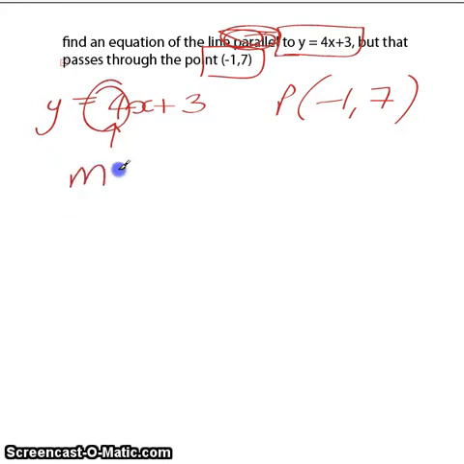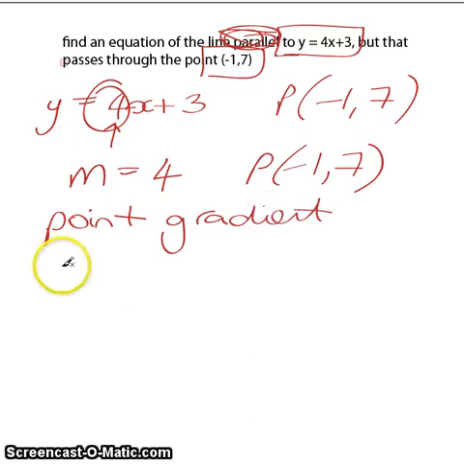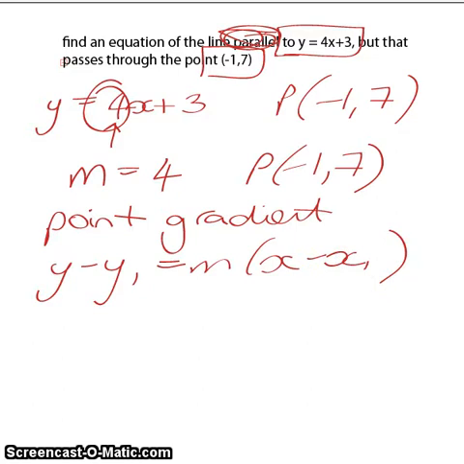So we know that for our new line, our m is going to be 4, and I want it to pass through this point. What this means is I'm going to use my point gradient formula that we learnt last week. Substitute in the values that I know. x1 and y1 is this point here, x1, y1.